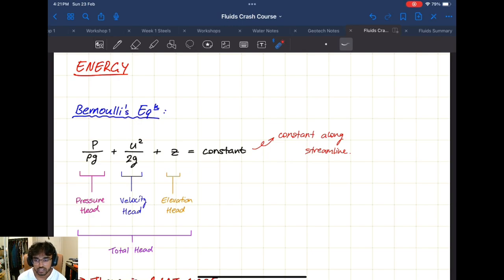The Bernoulli equation pretty much combines different types of energy: gravitational potential energy, kinetic energy, and one other sort of energy. I forgot what it's called. It combines them together.